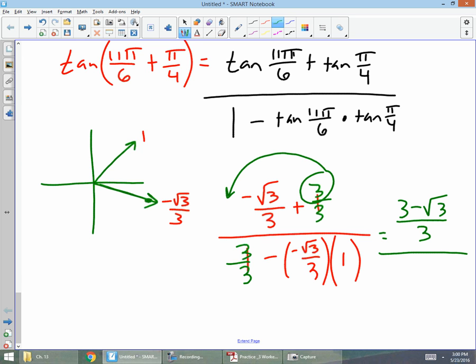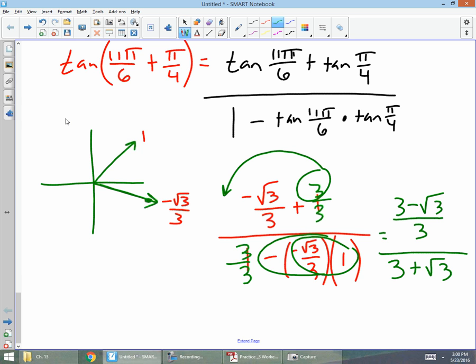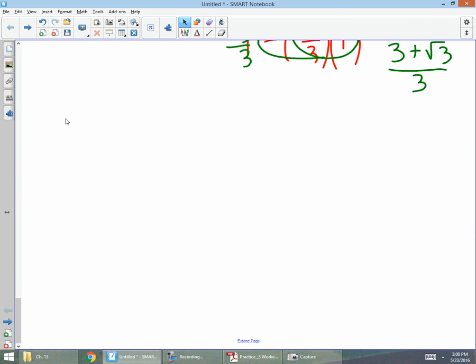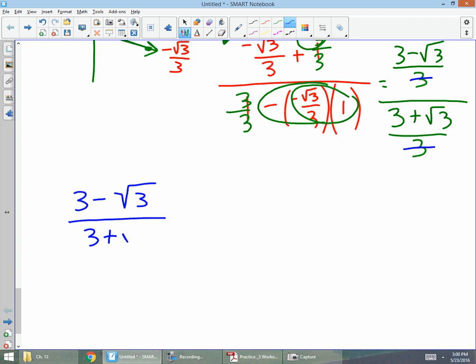All over, now visualize this, that's going to be a negative, and that's going to be a negative and a negative, so that whole thing's going to be plus. 3 plus the square root of 3, all over 3. Now, we can rewrite it and multiply by the reciprocal, or, at this stage of the game, we can make your life just a little better with your tangents because you know those are going to reduce anyway. Leaving behind 3 minus the square root of 3 over 3 plus the square root of 3.